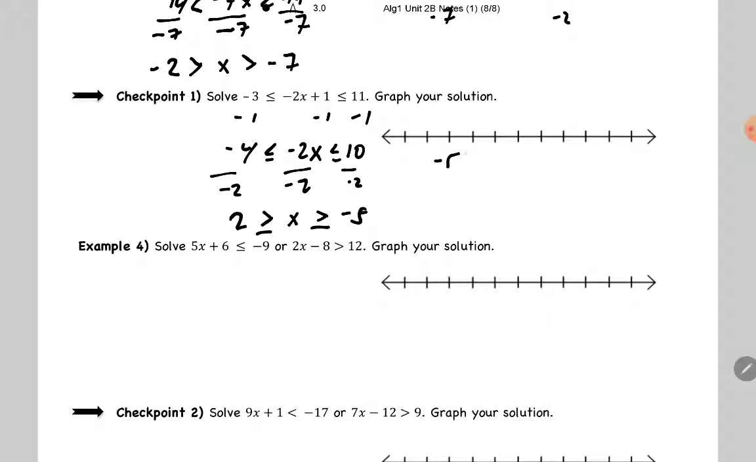So negative 5, 4, 3, 2, 1, 0, 1, 2. So x is less than or equal to 2, but bigger than or equal to negative 5. So shade in between. Two closed dots.